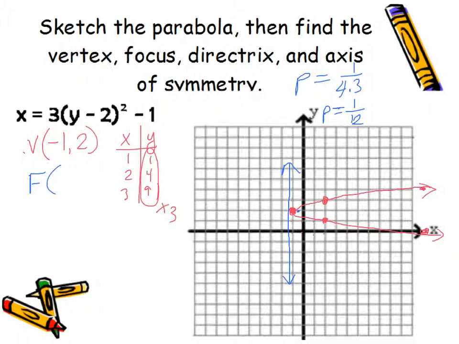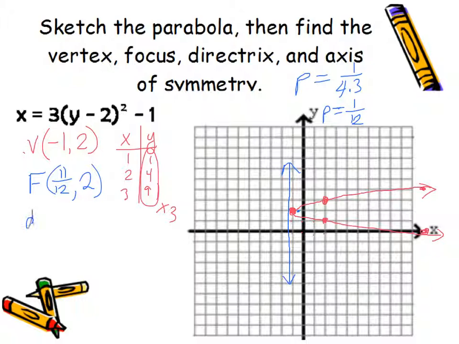All right, so how far left is it? Well, the vertex is left 1 right there, but then I had to move it 1/12 of a unit this way to put that focus in there. So that focus is actually left not 1, but left 11/12. And then it's still up 2.